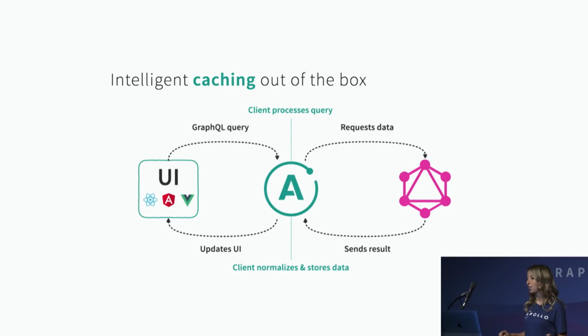Additionally, one of the best features of Apollo is that it caches your data for you. Let's break down what actually happens here. So from your UI, you send a query. Then Apollo processes that query by adding fields like type name and omitting any fields that are already in the store. Then Apollo fetches the data from your GraphQL server. And then once the data comes back, Apollo normalizes the data for you, stores it, and then pushes the result back to your UI.